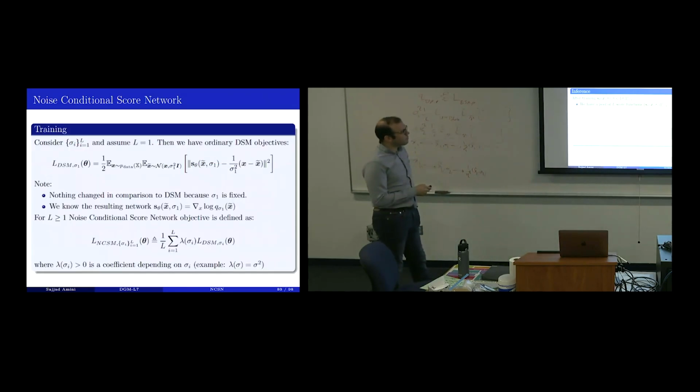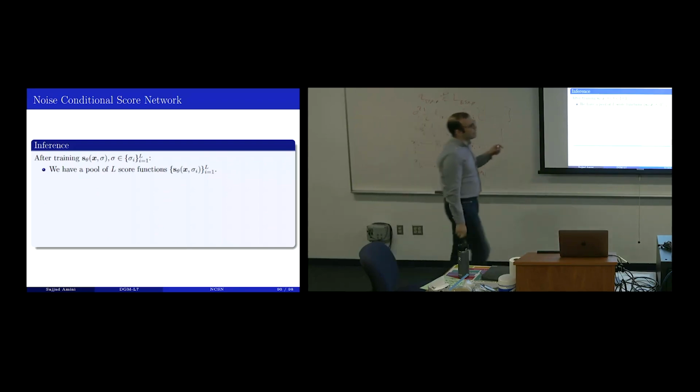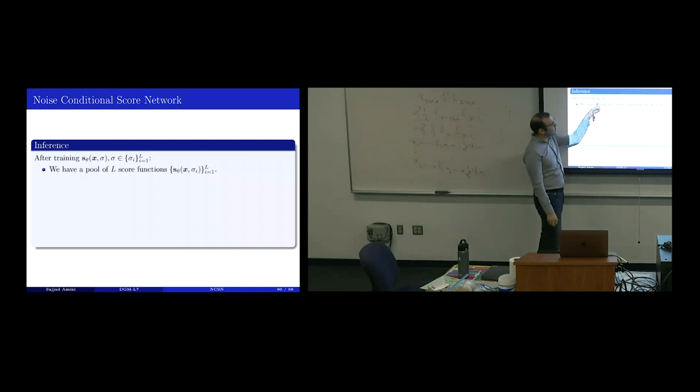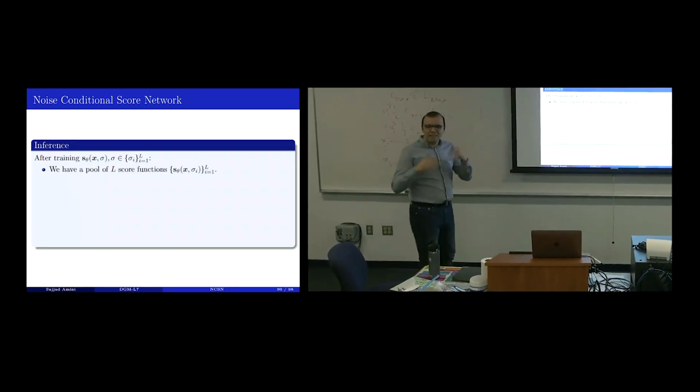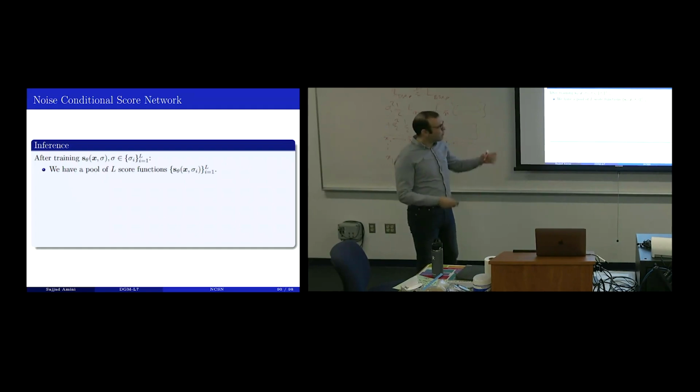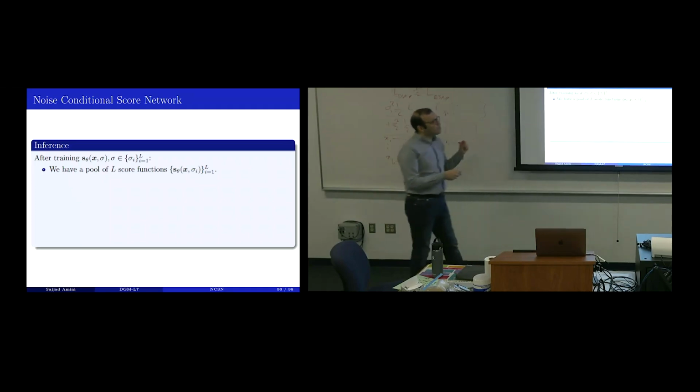What happened here? After the training, we have something like S theta of x and sigma, and you know that this function is not capable of handling any sigma values. Pay attention. It can just handle the sequence you select in the training. You cannot use an arbitrary value of sigma for this one and expect the model to output something meaningful. Because during the training, maybe it can generalize for the middle values, but it is not guaranteed. Okay? We have a pool of L score functions.